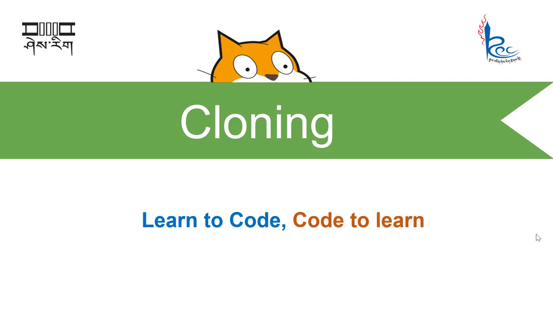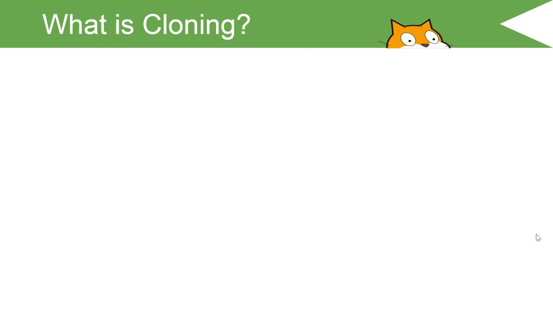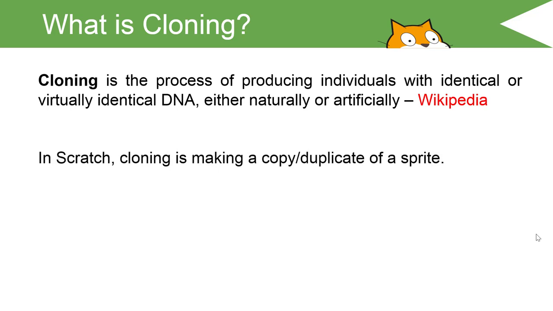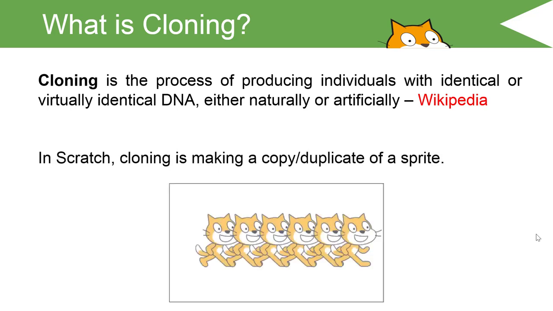In this lesson, we will learn about cloning in Scratch. But first, what is cloning? As per Wikipedia, cloning is the process of producing individuals with identical or virtually identical DNA, either naturally or artificially. But in Scratch, cloning simply means making a copy or duplicate of a sprite. Cloning is important when designing a game. So in this lesson, we will try to create a game by using cloning in Scratch.